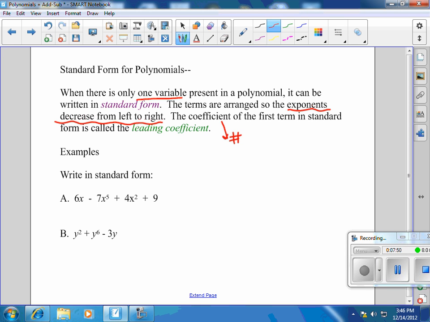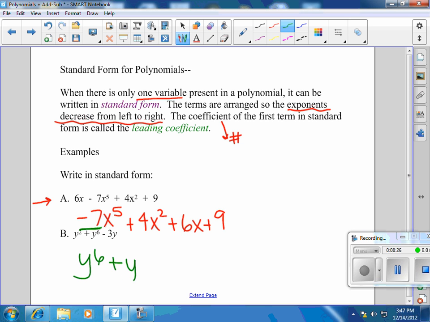So if I want to write this in standard form for a, first of all, I notice there's only one variable here, so there's only one choice for me to do. I'm going to look for the one with the most x's, and it's this, negative 7x to the 5th. And then let's write it in descending order. The next lowest amount of x's is 4x squared, and then 6x, and then finally plus 9. My leading coefficient in this case would be that negative 7. Not really too important now, but it will be. The next one in descending order would be y to the 6th plus y squared minus 3y. My leading coefficient here would be 1.